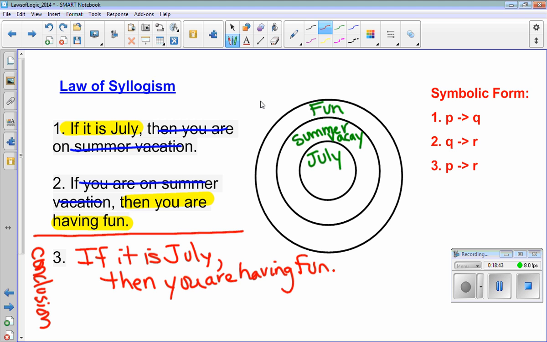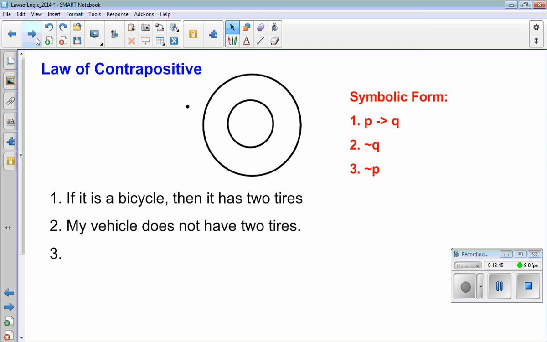But you do have one more law of logic, so let's look at this one. Okay, so your last index card should have the law of contrapositive on it. The law of contrapositive. And again, on the front of your note card, just go ahead and put the template there. And then your symbolic form goes on the front. And then on the back is where we'll write our 3 sentences. Okay?